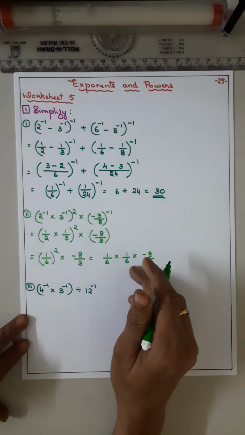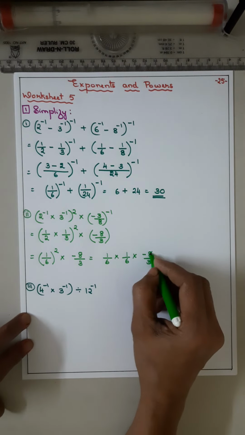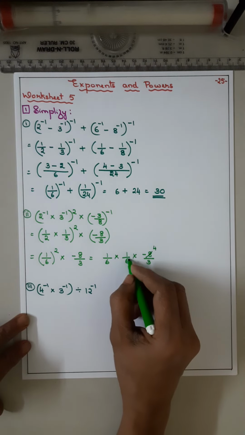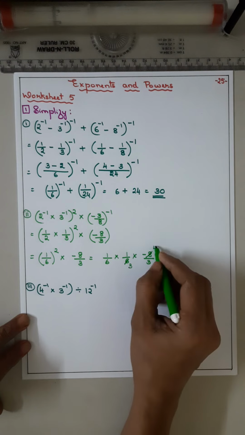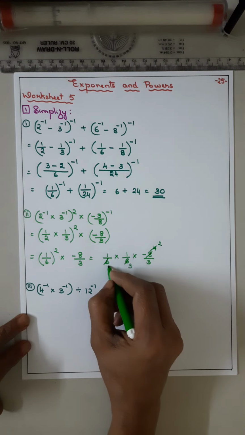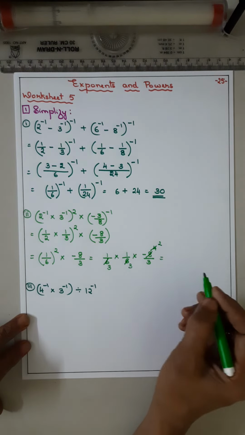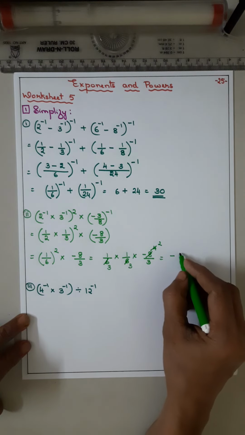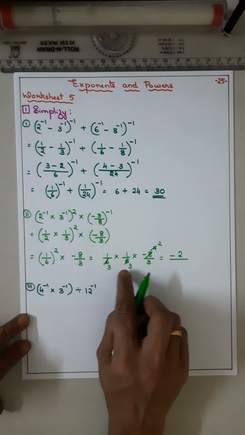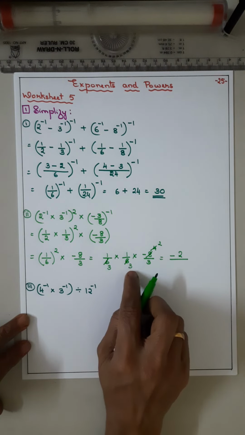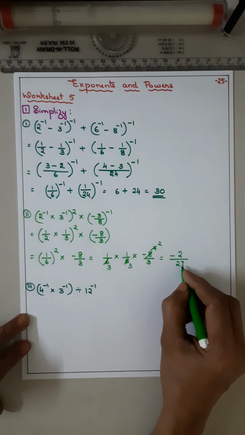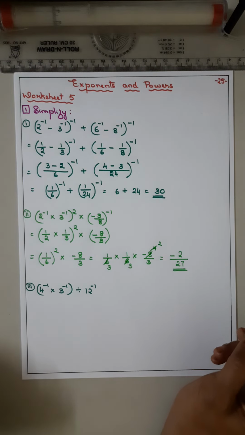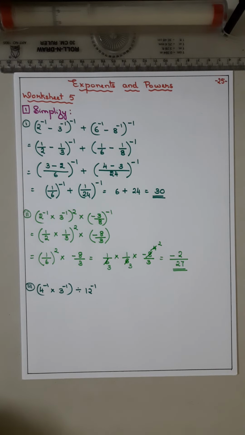Okay, now cutting, how it will be? 2 4s are 8, 2 3s are 2, 2s are 2, 3s are. Now it will be minus, numerator is how much? Minus 2, and denominator is 3 3s are 9, 9 3s are 27. So you got minus 2 by 27. Understood?